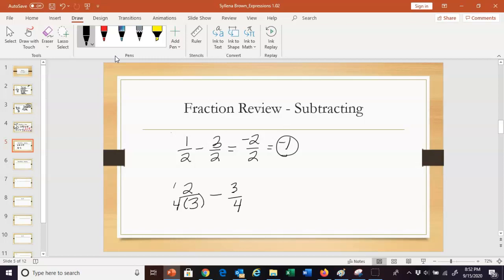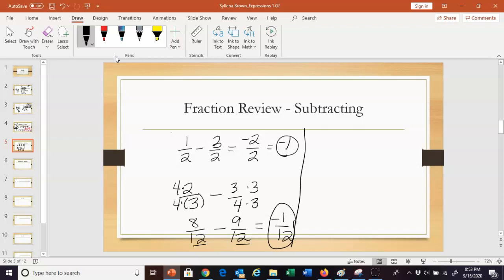So that's 4 on top and bottom, and then 3 on top and bottom. So we get 8 over 12 minus 9 over 12. And now that we found that common denominator, we can go ahead and subtract the numerators. 8 minus 9, negative 1 over 12. That's the answer. And again, you can always use your calculator to check your work.